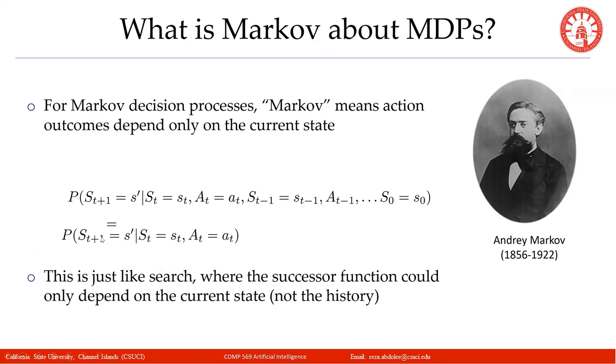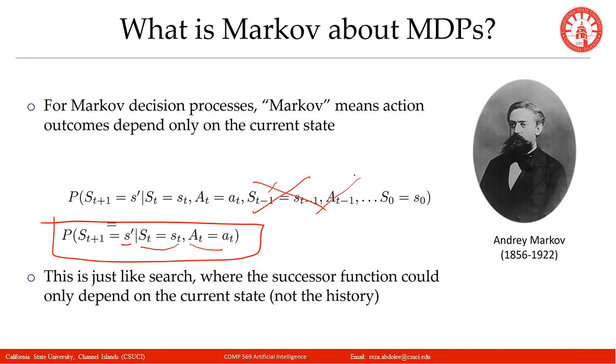All right, so Markov processes is this one, meaning that the probability of landing in the state S prime in the future only depends on the current state and the action that we take from the current state. So it doesn't depend on any of the states in the past or the action in the past.